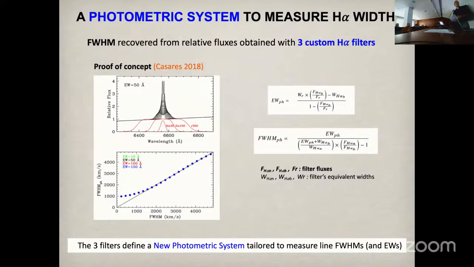And then, so how can we measure photometrically H-alpha line widths? We have investigated this problem, and we concluded that if we combine just 3 filters centered at H-alpha with different widths, like 35 angstroms, 150 angstroms width, similar to the JPCam filters, and a broader one with a width of 350 angstroms, then by combining the flux ratios that we obtain with these 3 filters, we are able to measure the equivalent width and also the full width at half maximum of the H-alpha line in these objects. So these 3 filters define a new photometric system that is optimized to detect and to measure H-alpha lines, in particular the width of these H-alpha lines.